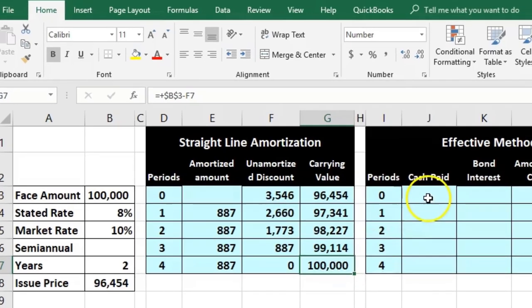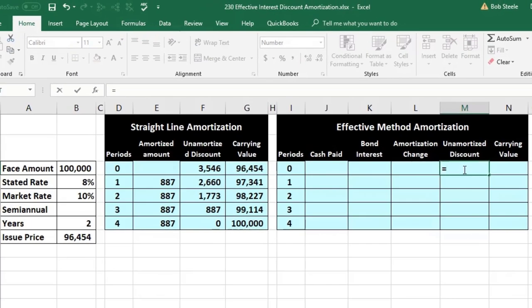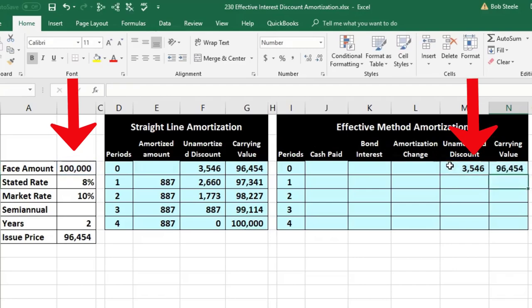So now we're gonna do that same thing, but a little bit more complex method, the effective method. And this is a better allocation between the interest based on the carrying amount, in a similar way as a note is when we allocate between interest and principal. So we're gonna start off the same here. We're gonna say that the unamortized discount is the 100 minus the 96,554. The carrying amount will always equal the 100 face amount minus the unamortized discount.